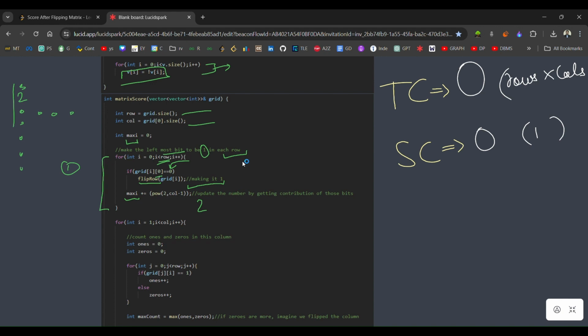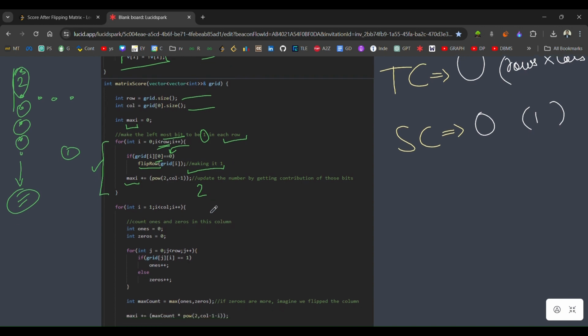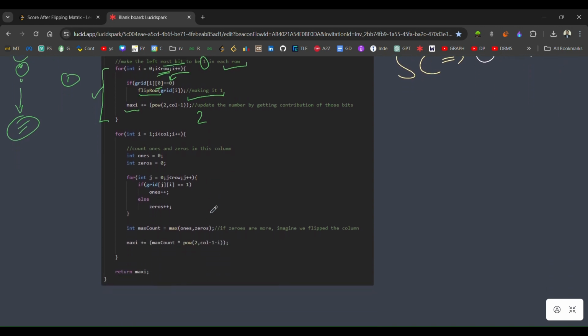So how many rows are there? I'm going to do this for each. So the summation of all the leftmost bits will get stored, right? This loop will be doing that. And then I'm going to all the other rows, from 1 till the last row. I'm going to count the ones and zeros in that particular row and get the maximum count. Then what I'm doing is maximum count into 2 raised to power col minus 1 minus i.